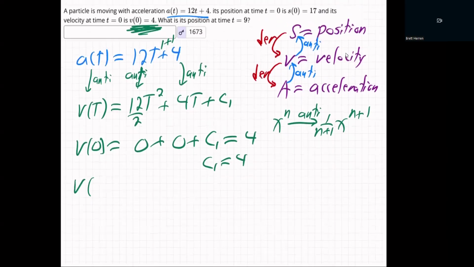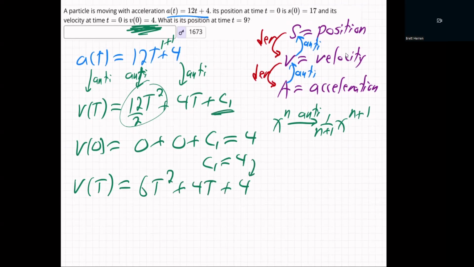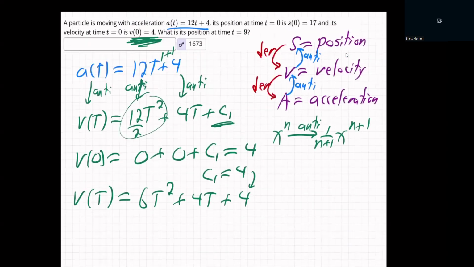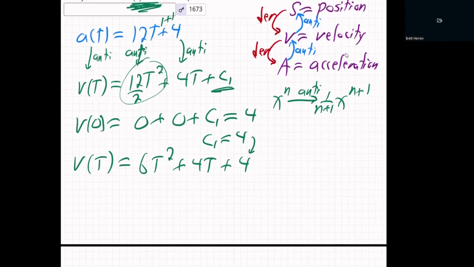So then we've got the v of t equation. 12 over 2, that's 6t squared, plus 4t, plus constant 1, which is 4. Right there. All right, we got the velocity equation. Now, we want to take another step back, another anti-step to the position equation, right? We're going up this way. We started with acceleration. We did an antiderivative to velocity. Now we're doing an antiderivative to position. And then we'll do the constant.